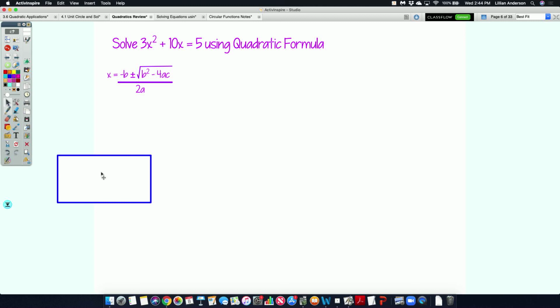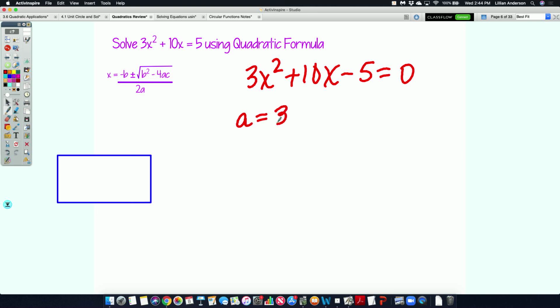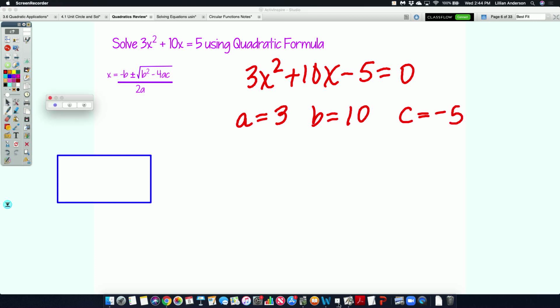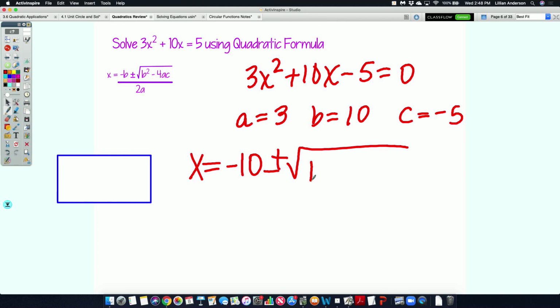You just want to make sure, though, that before you start to plug in, the quadratic needs to equal 0. So how do I get this equal to 0? Subtract the 5 over, and then I can plug into my quadratic formula from there, because there aren't 2 numbers that multiply to give you -15 that add to give you 10, if I try to factor this. What's A? 3. What's B? And what's C? -5. Go ahead and plug in the quadratic formula, and let me know what you get. Is that all I need?